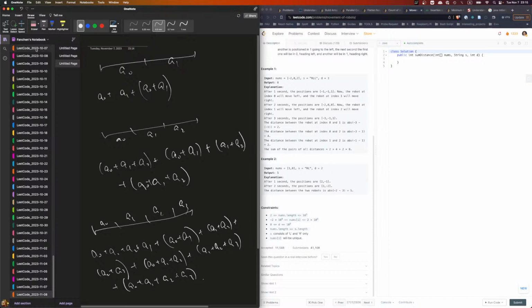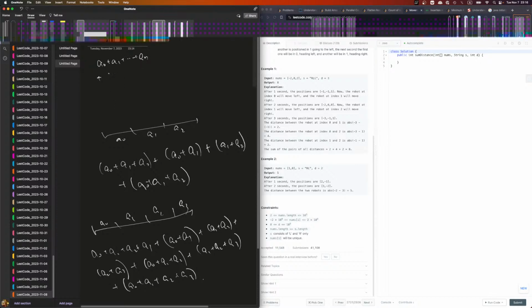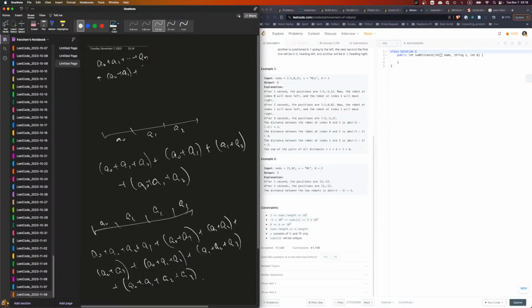Which means what we have, let's write it here. We have A0, A1, up to AN, okay, plus A0, A1, A1, A2, A2, A3, up to AN minus 1, AN, plus A0, A1, A2, A1, A2, A3, A2, A3, A4, up to AN minus 2, AN minus 1, AN.